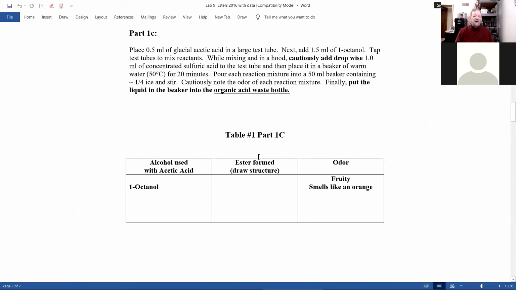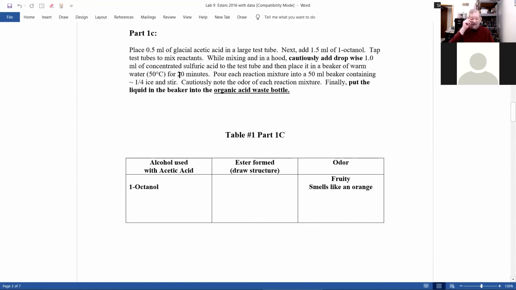Now, in part 1C, what you'll be doing is add, again, acetic acid. Glacial acetic means pure acetic acid, 1.5 milliliters of 1-octanol, mix it, and then add 1 milliliter of sulfuric acid, put it in a test tube or in the warm water for 20 minutes.